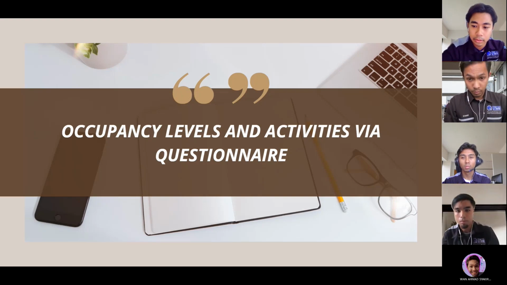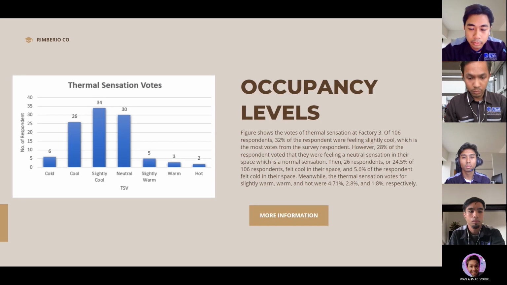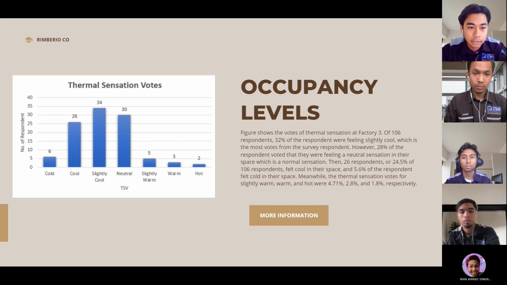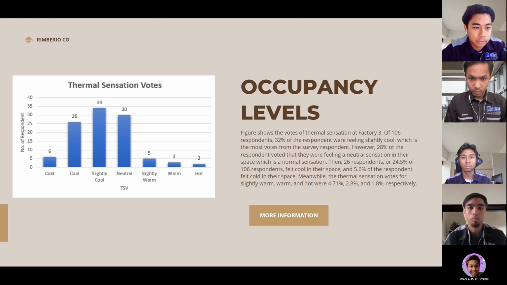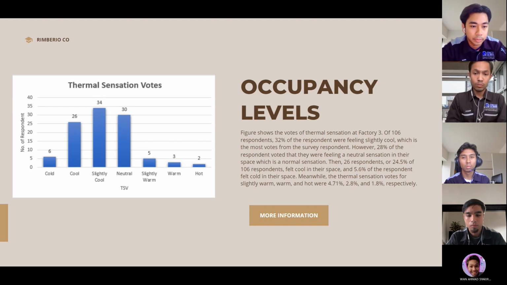I will present about the occupancy levels and activity via questionnaire. From the figure, it shows that out of 106 respondents, 32% were feeling slightly cool, which is the most votes from the survey respondents. However, 28% of the respondents voted that they were feeling a neutral sensation in their space, which is a normal sensation. Then 26 respondents, or 24.5% of 106 respondents, feel cold in their space, and 5.6% of the respondents feel cold in their space. Meanwhile, the votes for slightly warm and hot were 4.7%, 2.8%, and 1.8% respectively.